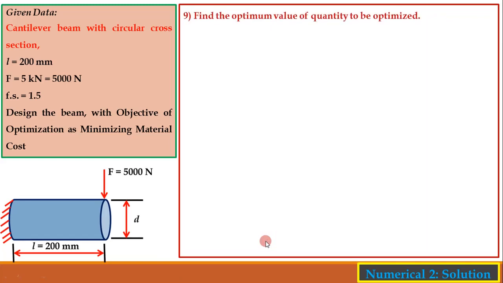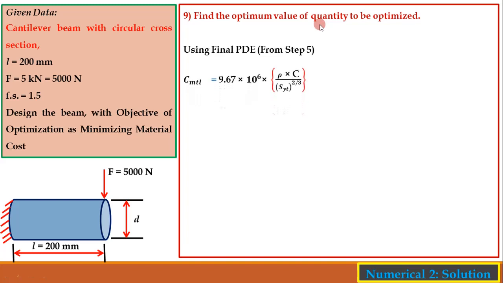Step number 9, find the optimum value of quantity to be optimized. Now we have to find out the optimum value of quantity to be optimized, that means we have to find out the optimum material cost, and we have to use the final PDE for that. From step 5 we can get the final PDE. This is the final PDE and it gives the material cost. Now we have to replace these values by referring to steel, because we have selected steel. That means we use the value of rho for steel, C for steel, and SYT for steel. So by referring to the table, we can put the values for steel.